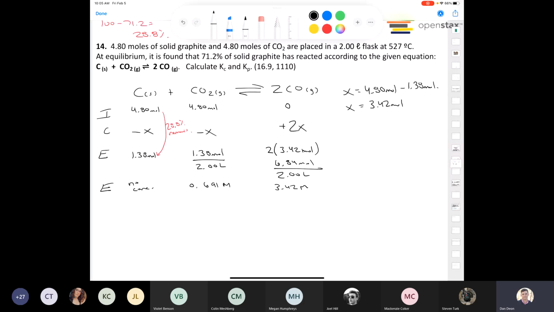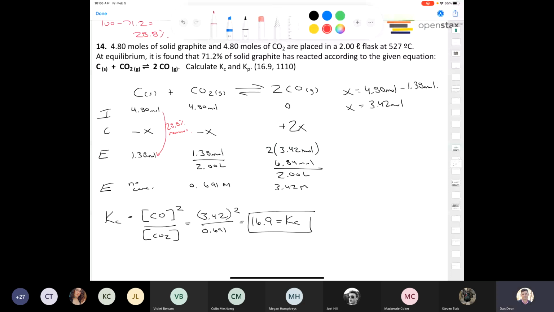Now if we want to calculate our Kc, it's going to be equal to CO, carbon monoxide, to the power of 2, divided by CO2. So that gives us 3.42 squared divided by 0.691. 3.42 squared divided by 0.691 gives you 16.9. So 16.9 is equal to your Kc. Like that.